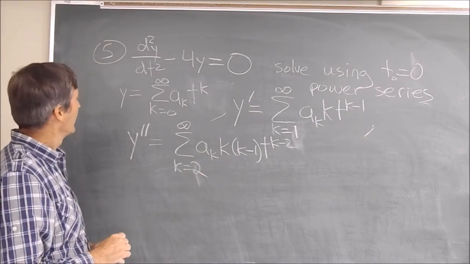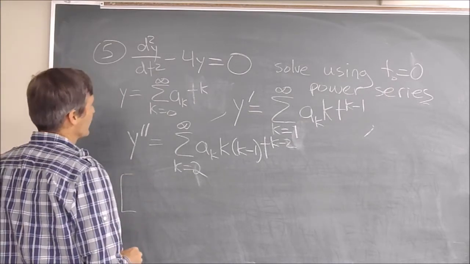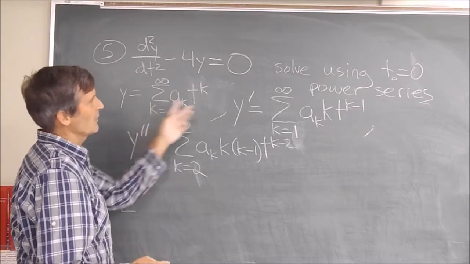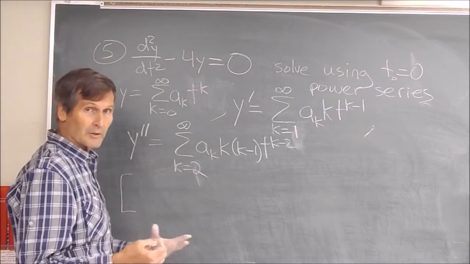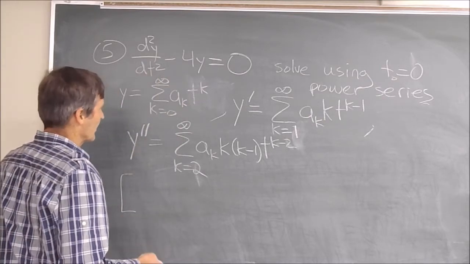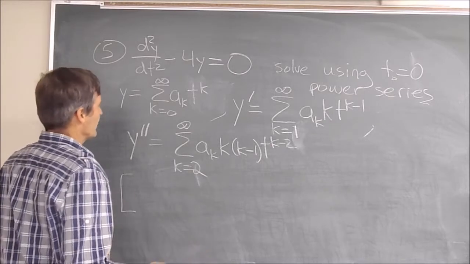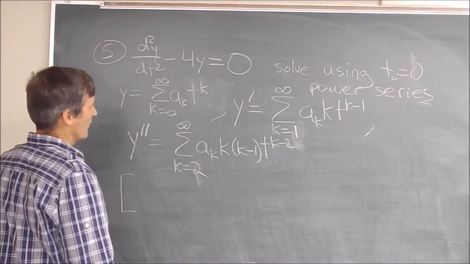All right. So now we plug those into the differential equation. That's the power series method: plug the power series with its derivatives into the differential equation. You then get a recurrence relation for the coefficients, and when you solve that recurrence relation, you have the coefficients of the solution. That's the power series method. Just plug in and see what the coefficients have to be.